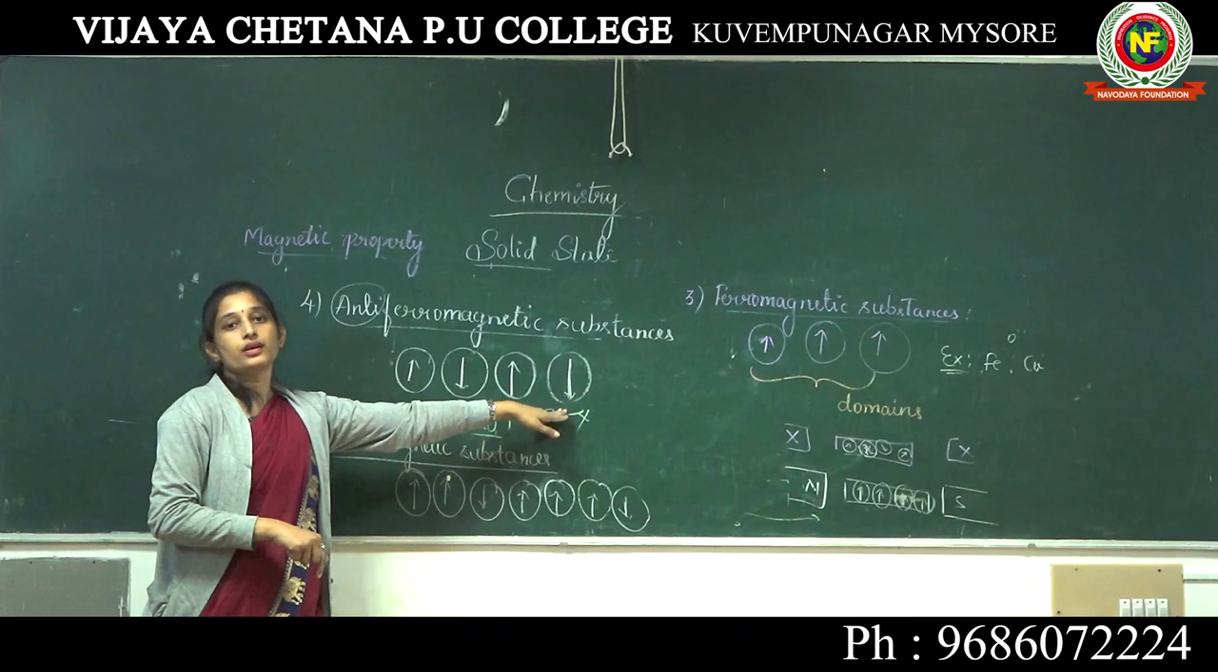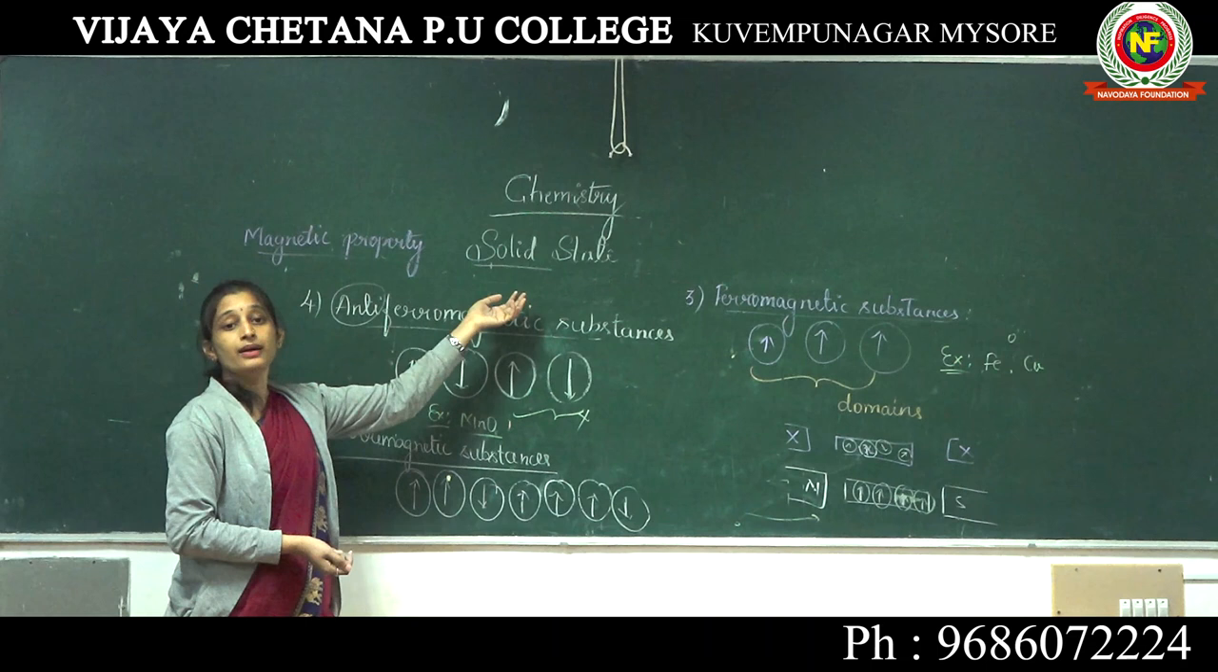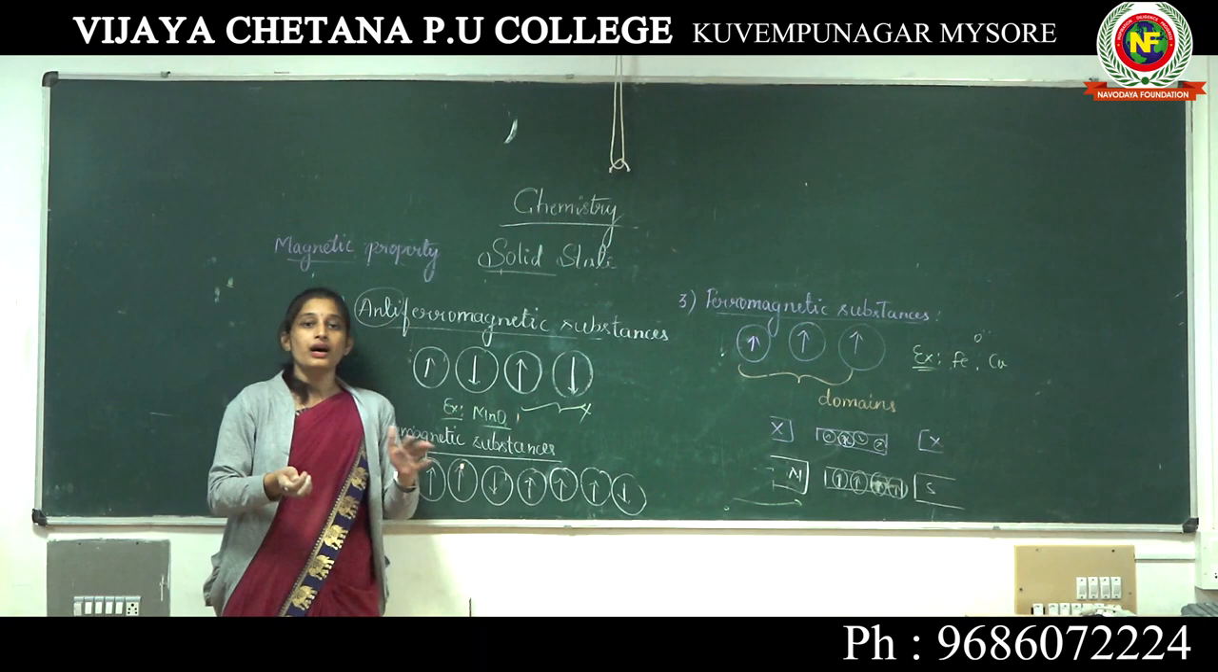But here, one upside means the second one also may be upside. But the next one may be downside. The fourth one may be downside or it may be upside. We don't know. Ferrimagnetic means here the domains are irregularly arranged. It's not regular. It's not proper.